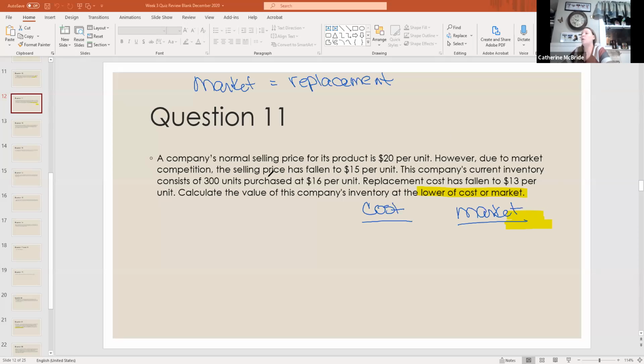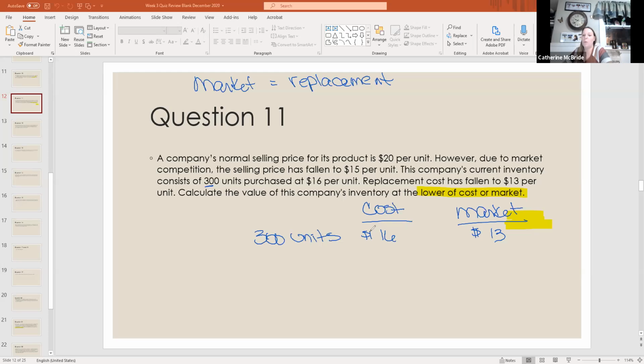and market. So a company's normal selling price for its product is $20 per unit. The selling price doesn't matter. However, due to market competition, the selling price has fallen to $15 per unit. The company's current inventory consists of 300 units purchased at $16 per unit. So the cost on our books right now, those 300 units are recorded at $16 each. The problem is the replacement cost has fallen to $13. So the market rate is $13.